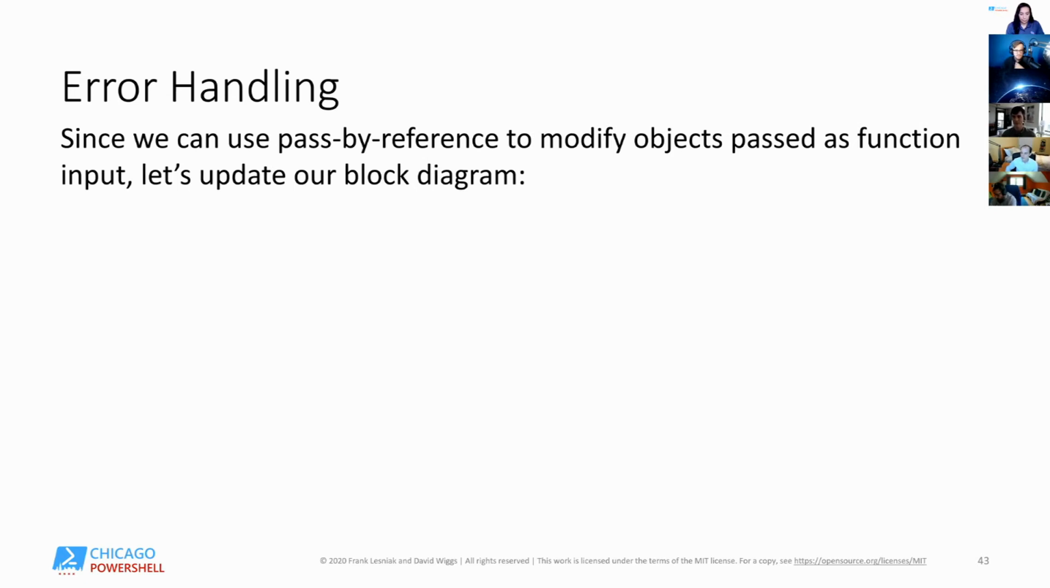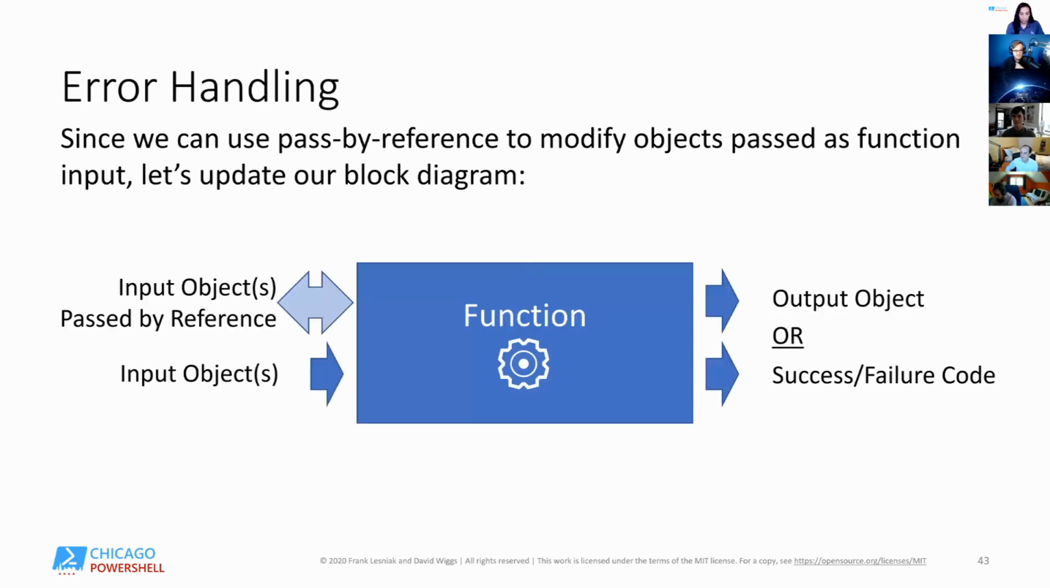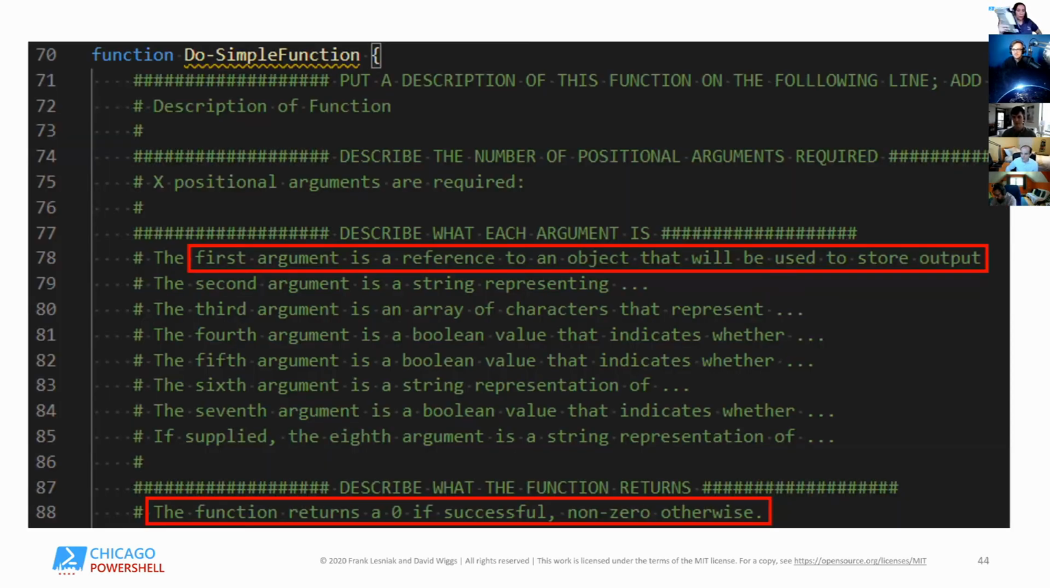So if we did that, we can go back and update our block diagram. It would look more like this. We have our output, of course, and there is one output on the right side. But now we've got this ability to pass by reference and have more objects modified. So that's kind of cool. And this might look like the following in your function header as you're defining that function information in comments.